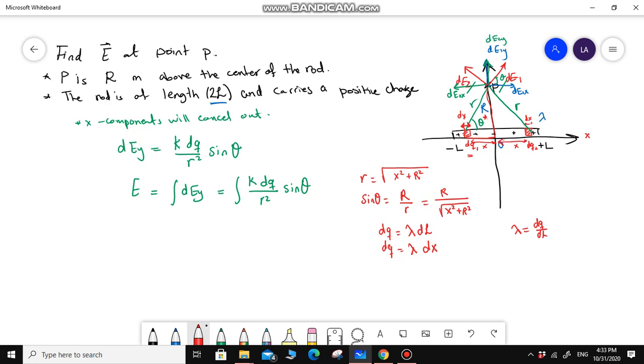So I will have E equal to the integration of k lambda dx divided by r squared, where the radical squared is removed, so x squared plus r squared. Instead of sine theta, I have r over radical x squared plus r squared.